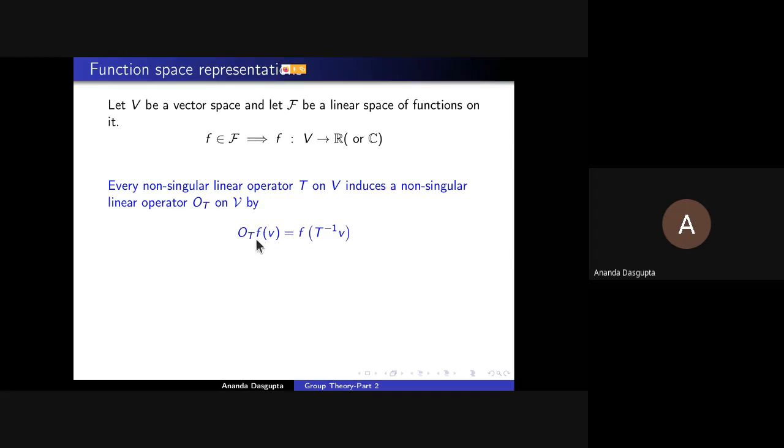OTf, the new function, is defined to be, of course, what is a function? A function is something which associates a vector with a number. So what is this OTf? I have to tell you what it does to V, a vector. And the rule is, it's f acting on T inverse V. So this is important. It's not f acting on TV, as you might think. But you apply the inverse transformation on the vector argument that you are supplying, and then apply the function on that. That's how you get the value for the new function OTf.